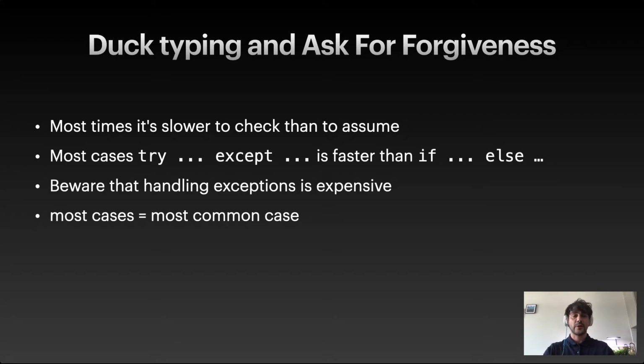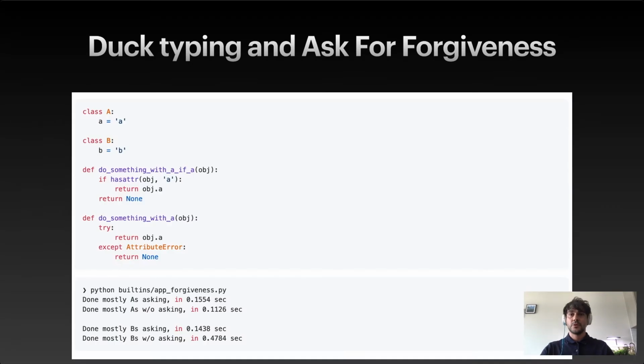Let me demonstrate that with an example. We have two classes, A and B. A has an attribute A, and B has an attribute B. Then we have two functions that do something with the attribute A. The first one checks if the object has the attribute A, and the second one assumes that the object has the attribute A, and if it doesn't, raises an exception and catches the exception. At the bottom of the slide, you can see the results of running this over a list. I think it was a million objects.